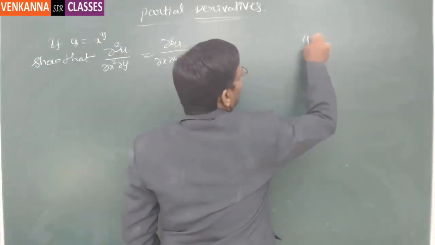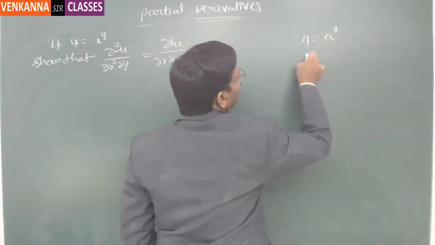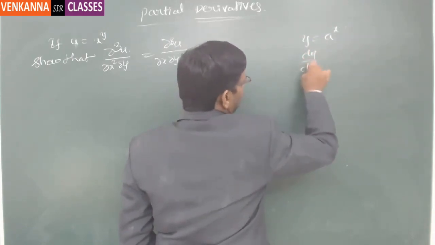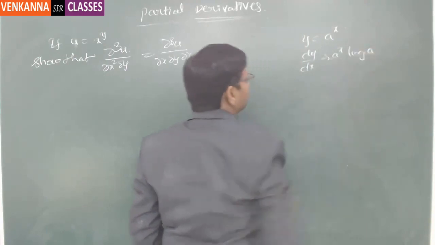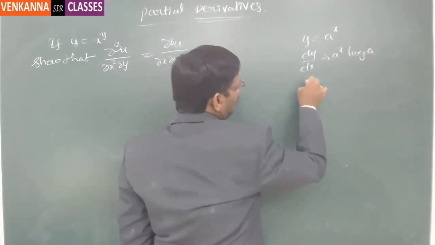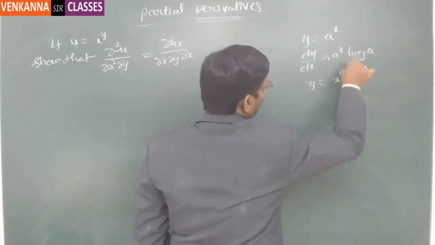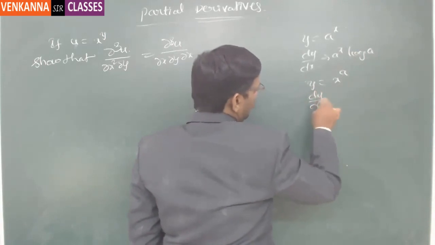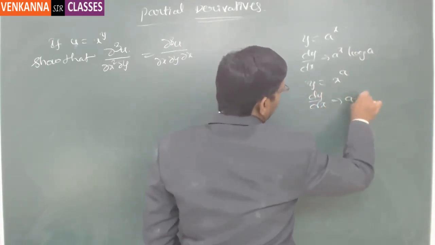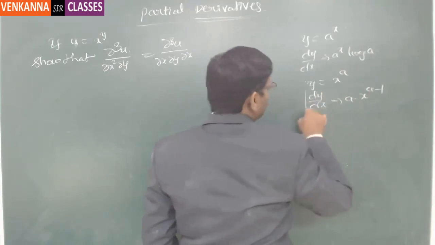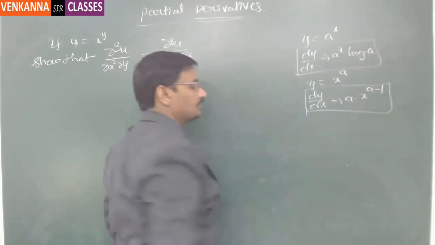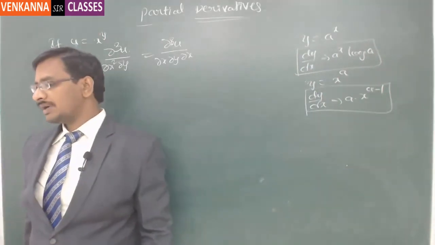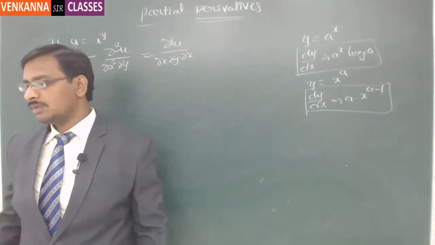So y is equal to a power x. Then the derivative will be, dy by dx is nothing but a power x log a. I hope everybody is aware of this. Similarly, y is equal to x power a. In that case, dy by dx will be a into x power a minus 1. So these are the only two rules that are played with this.